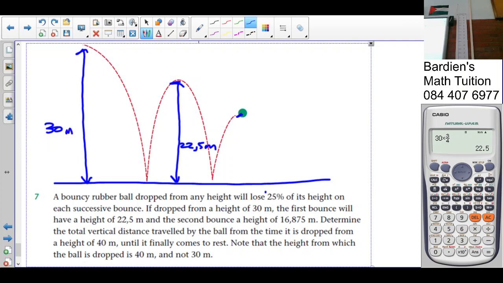The third bounce, same story. It only retains 3/4. So it's 22.5 times 3/4. So that gives you 16.875. And so on and so on and so on. Okay, that is to do with the heights of the ball bouncing. Remember it's dropped from a height of 30 meters.